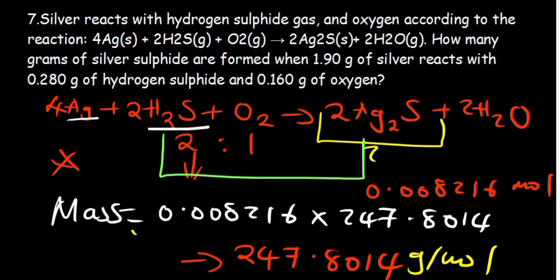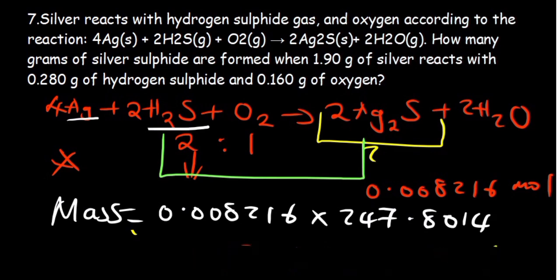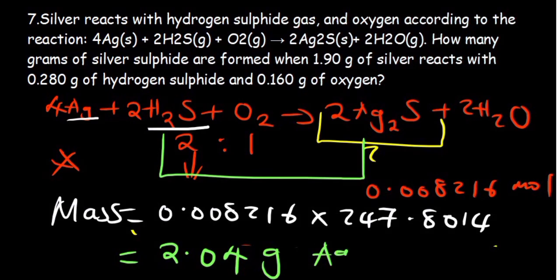So after I multiply what we have there, what are we going to have? Multiply by 0.008216. I'm getting a mass of 2.04. Okay, 2.04 grams of silver sulfate was produced.